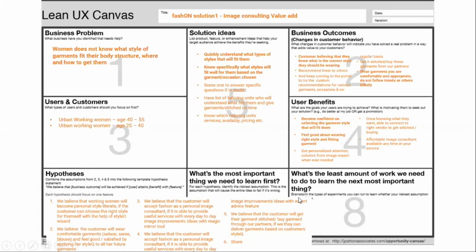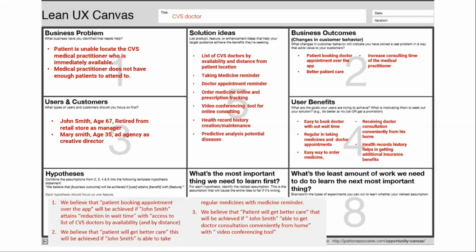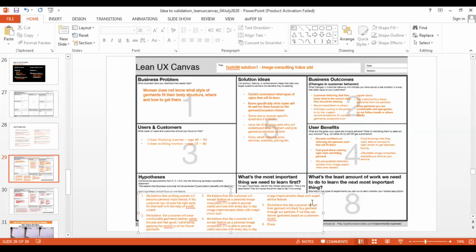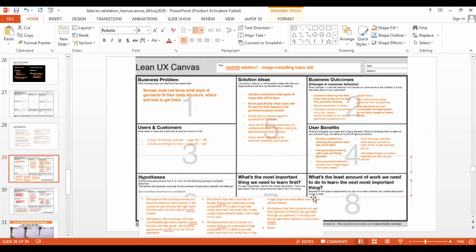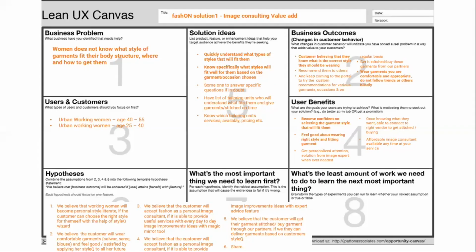So what's the least amount of work we need to do to learn the next most important thing? In this case, if this risk is there, we want to see whether our assumption is really true or not. Brainstorm the types of experiments you can run to learn whether your riskiest assumption is true or false. That's what you need to check, right?